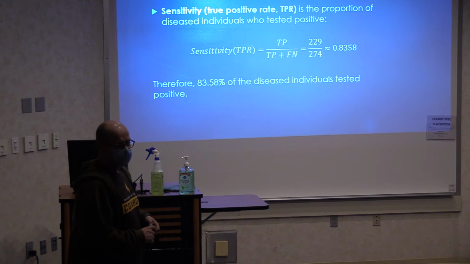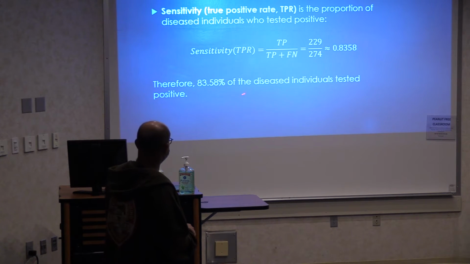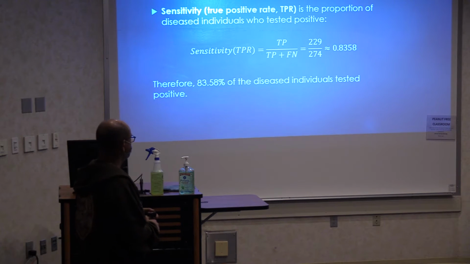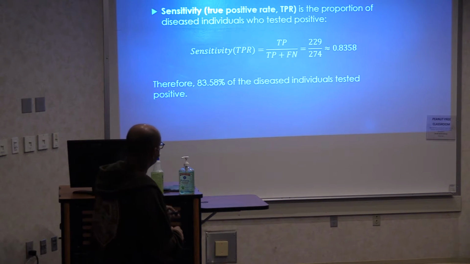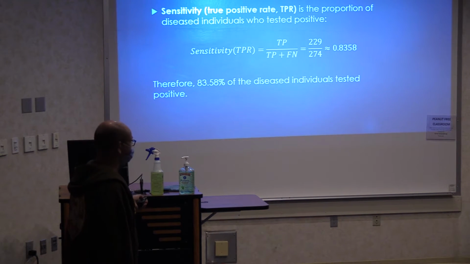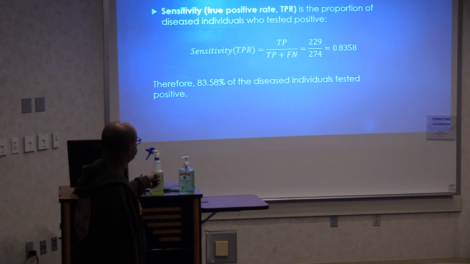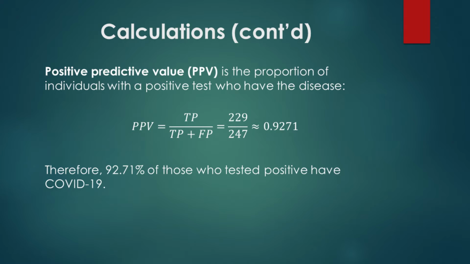We would like this number to be at least 80%, hopefully more than that. But in this case, it turned out to be 83.58. So 83.58% of all the diseased individuals tested positive. Okay. Not a bad result, right? Pretty good.